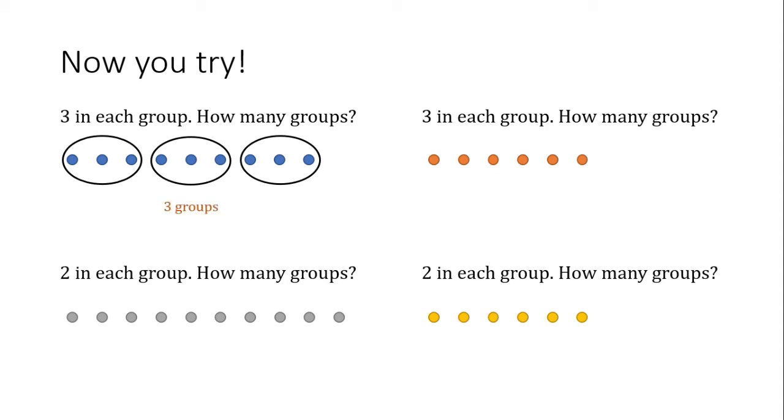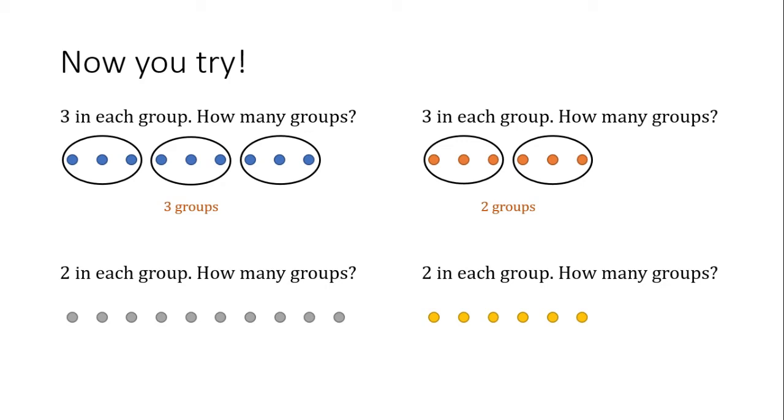Next question in the top right. I see we have 6 dots, and we're going to draw circles with 3 in each group. It would look something like this. And how many groups is that? That is 2 groups.